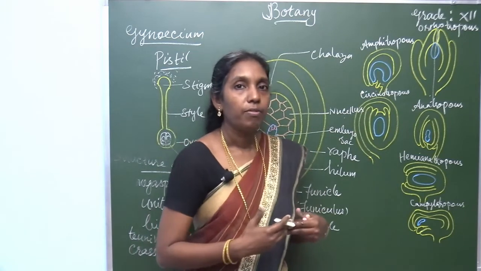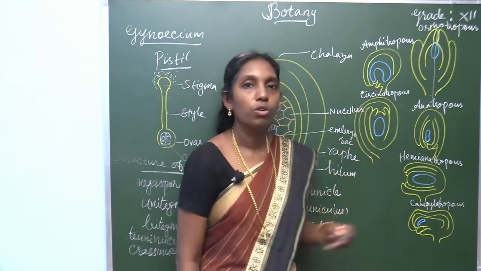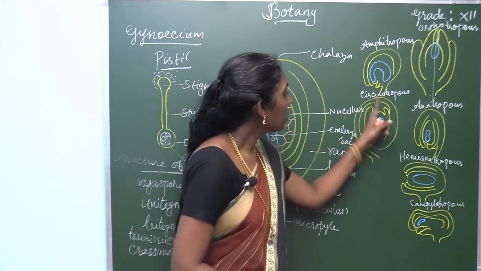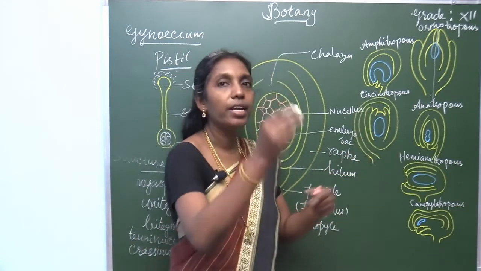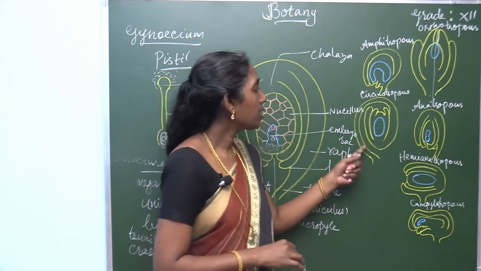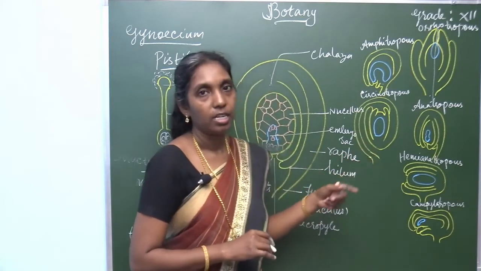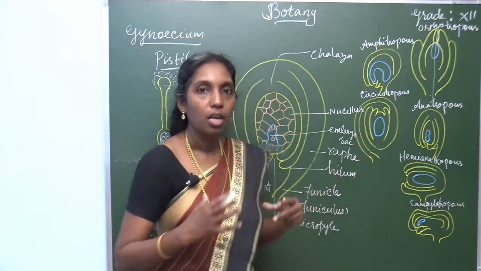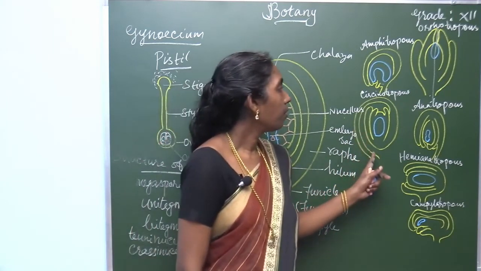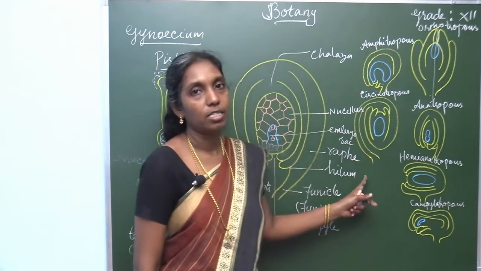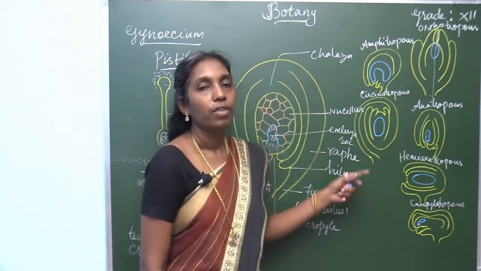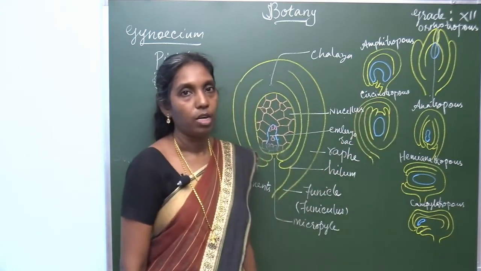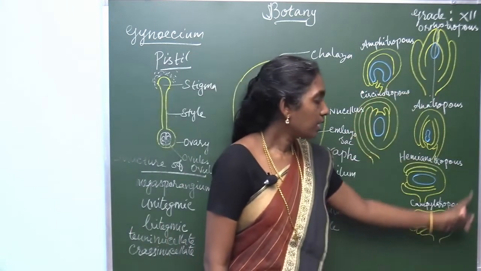Then another type of ovule is called succinotropous ovule. In succinotropous ovule, the funicle, the stalk of the ovule, is very long. It may be seen in cactus plants, the Cactaceae family. You know that cactus plants are xerophytes. So, this is succinotropous ovule.